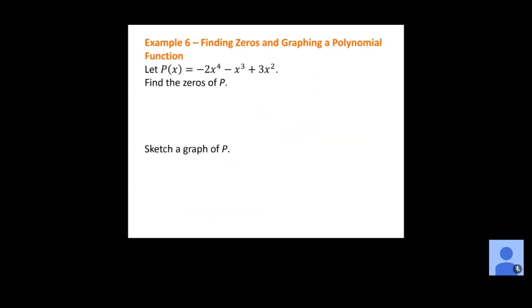All right, let's take a look at this one now. So we're given negative 2x to the fourth minus x cubed plus 3x squared. Again, we want to find the zeros and then try to sketch our graph. So what do you want to do first here? Okay, good. So what are we going to do to factor this one?